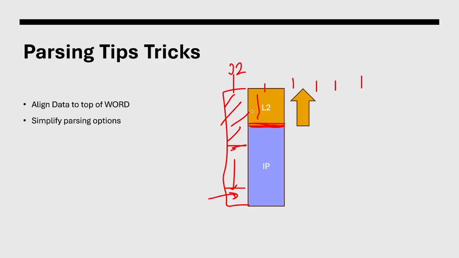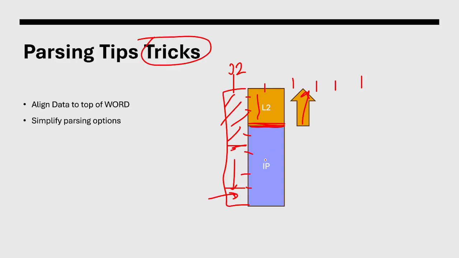Like if this layer 2 protocol had two VLANs, or some other options like MPLS, this IP layer will keep moving, and that means you have to account for every possible alignment, and that becomes very complex. So the trick here is that we will move this alignment so that it aligns to the top.